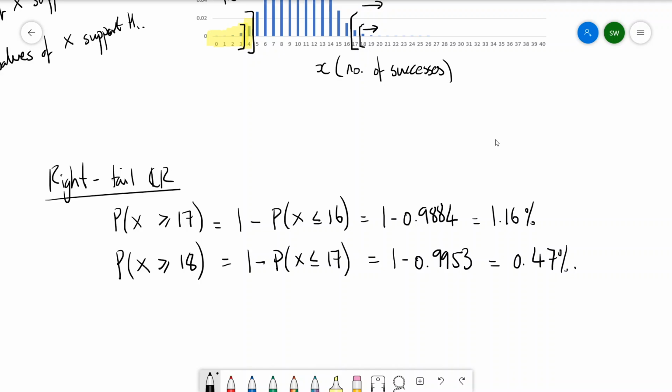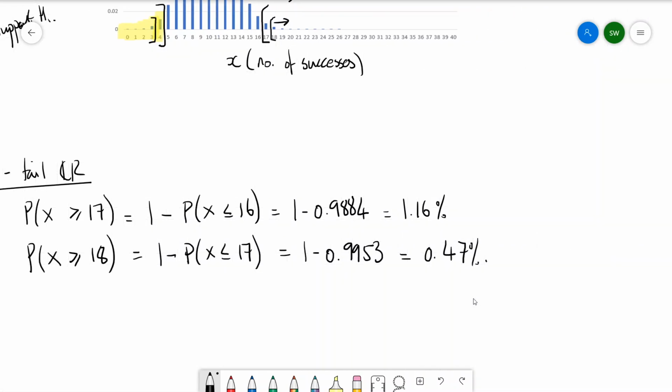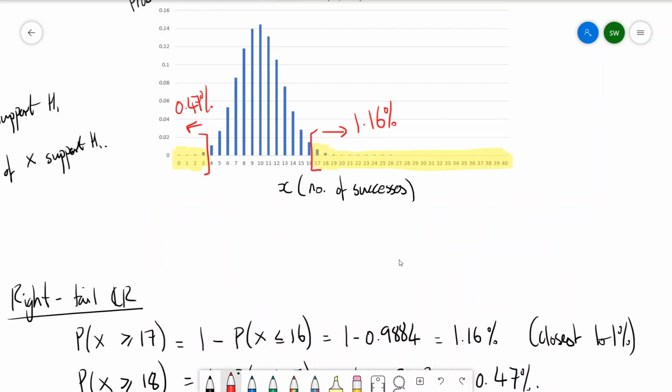So normally we would have to go with x is greater than or equal to 18 for the right-hand critical region. But in this case, we want as close to 1% as possible. And actually, this x is greater than or equal to 17 is closest to 1%. So that means that our critical region is x is less than or equal to 3 or x is greater than or equal to 17. And that's far enough away from 10 to conclude that the probability of success is not equal to 0.25.